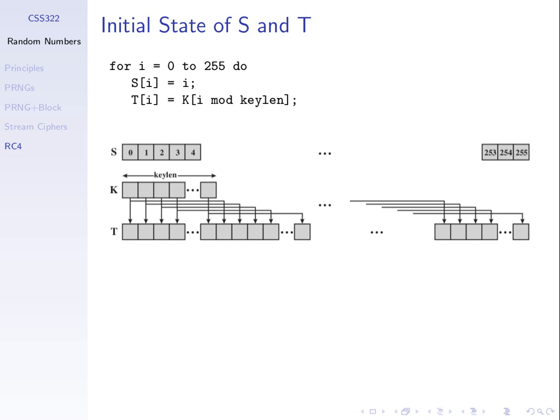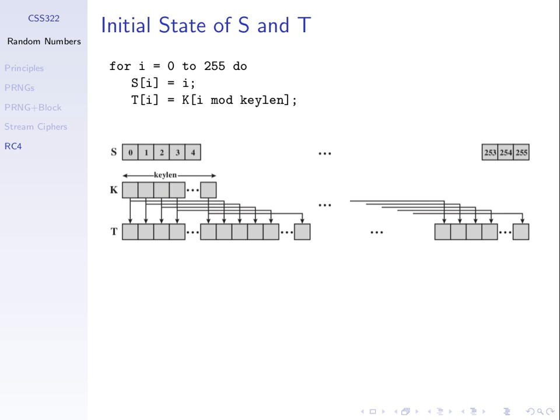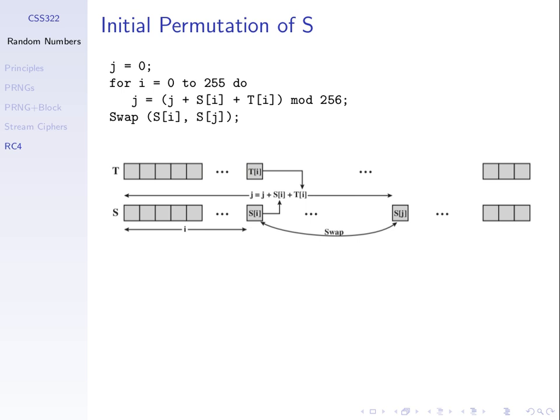This is just the pseudocode to describe step one. Initialize S, initialize T. The first element of S is set to value 0, the second element to value 1, and so on. So S becomes 0, 1, 2, 3, up to 255. And T becomes the values of the key repeated by just modding by the key length. Here is a graphical form of S and T. S is simply an array with values 0 up to 255. T is an array with the key repeated.